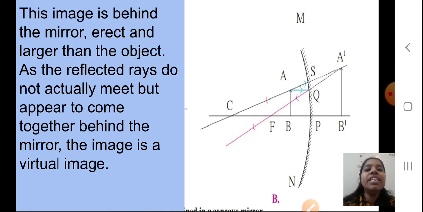Here they are not meeting each other. We have extended the lines beyond the mirror and tried to meet them up. So the image is a virtual image. Why? Because it is inside the mirror, beyond the mirror, and hence behind the mirror, we'll call it the virtual image. Okay students, I hope it is clear till here.